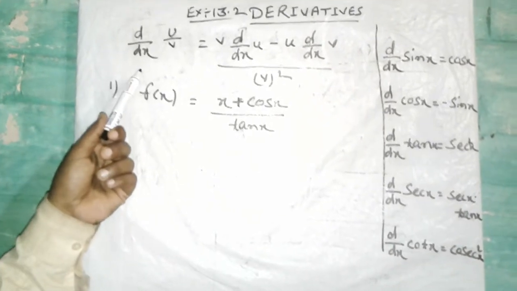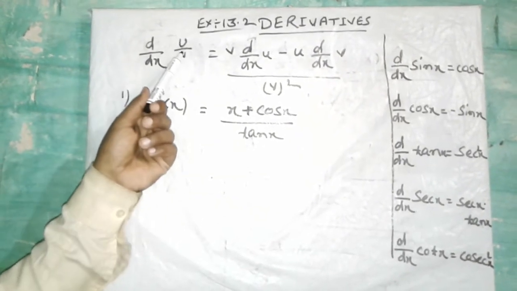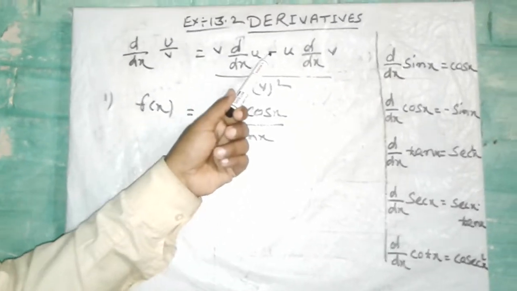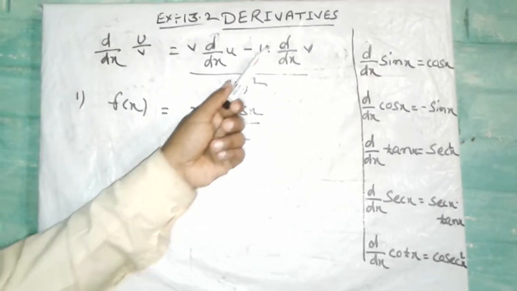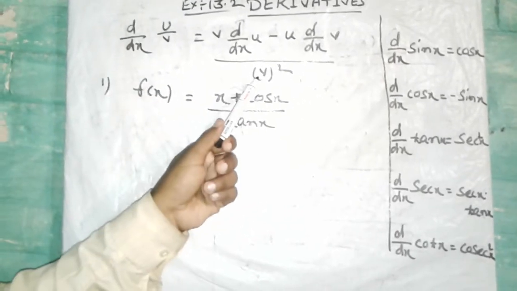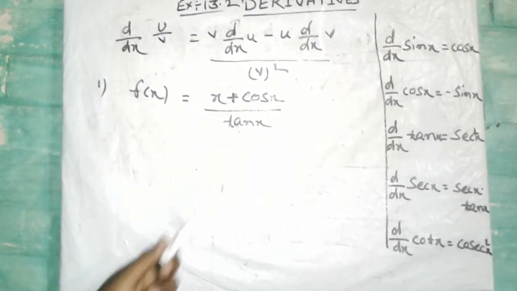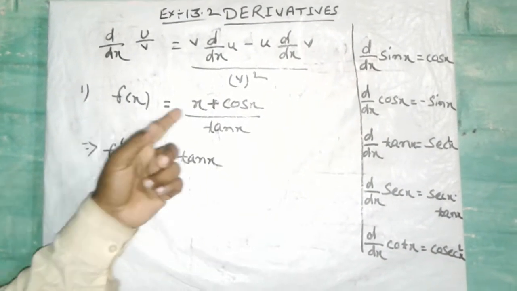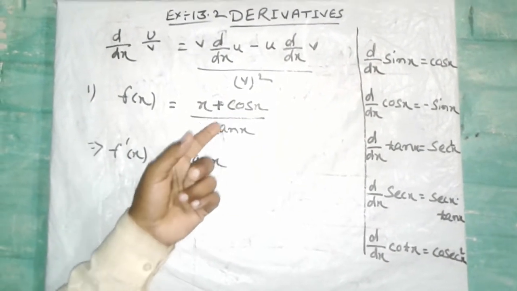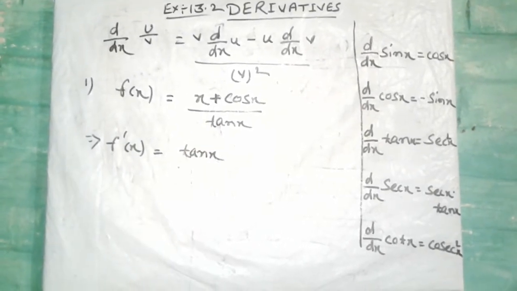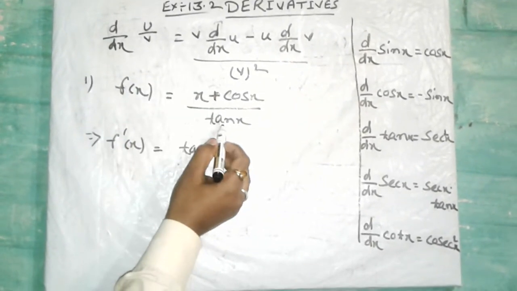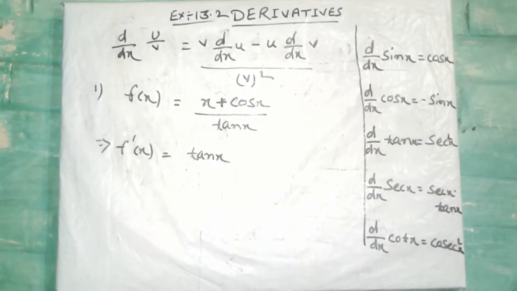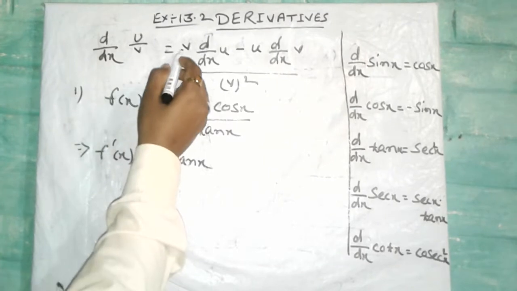So let's see another formula. If we have to find the differentiation of two functions in the form of division, then this is the formula: v ddx of u, this time there will be minus u ddx of v, and in the denominator we have to write v square. So let us see how we can use this formula in this case. Here the two functions are x plus cos x by tan x. So our v is tan x and our u is x plus cos x. So let us use the formula.